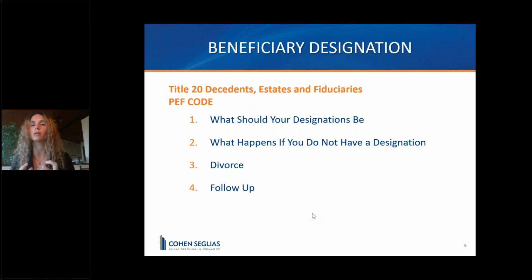So it's a mechanism in place so that even if you don't go back and update your beneficiary designations, which again, this sounds very simple, but I have an estate administration right now where we had the beneficiary designation forms, we had all the paperwork, but the person got very sick very quickly.